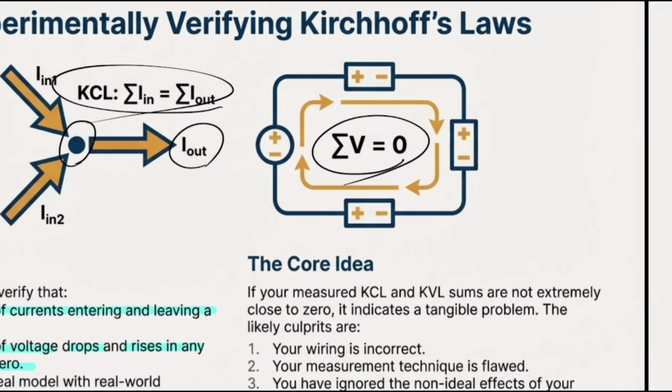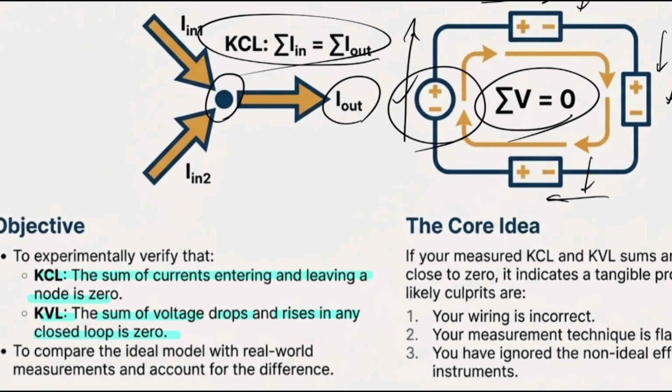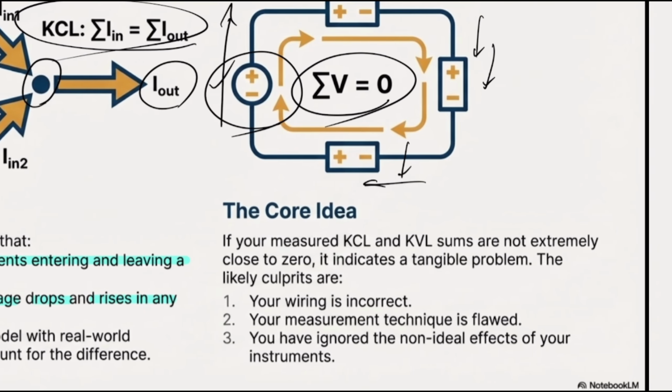As you guys remember, the voltage rise means that we are dealing with a source, and the voltage drop means that we are dealing with the resistances. Now you guys see the polarity. If I assume that the current goes this way, the polarity of the source would be negative to positive, while if the current gets inside each of those resistors, the polarity would be positive to negative. So we compare the ideal model with the real world measurement and account for the difference. We are going to use that to make sure that everything is right.